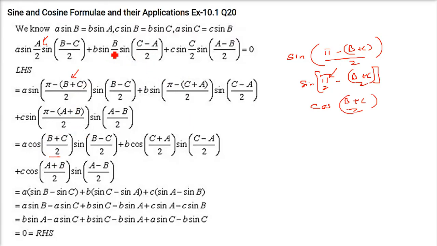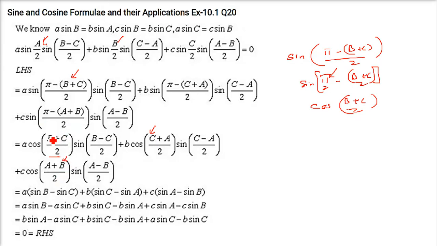Same thing we are going to do here. For b we are writing pi minus (c plus a). So sine of (pi by 2 minus (c plus a) by 2) will be cos (c plus a) by 2, this one. Now come here. We are writing c as pi minus (a plus b). So this will be sine of (pi by 2 minus (a plus b) by 2). So sine 90 minus theta is cos theta. So this is cos (a plus b) by 2.